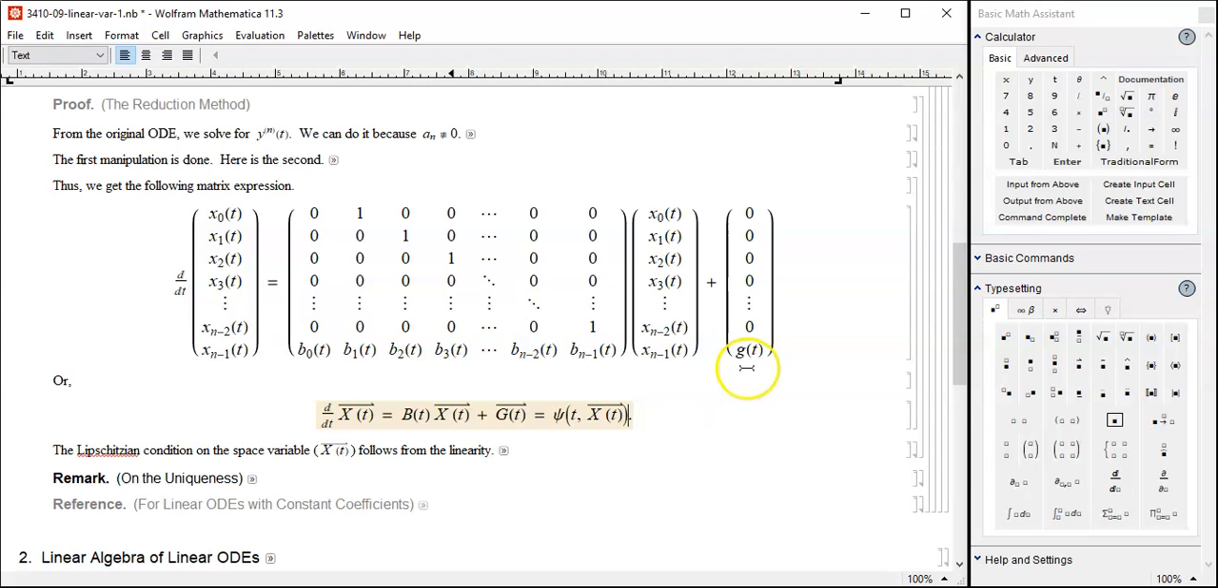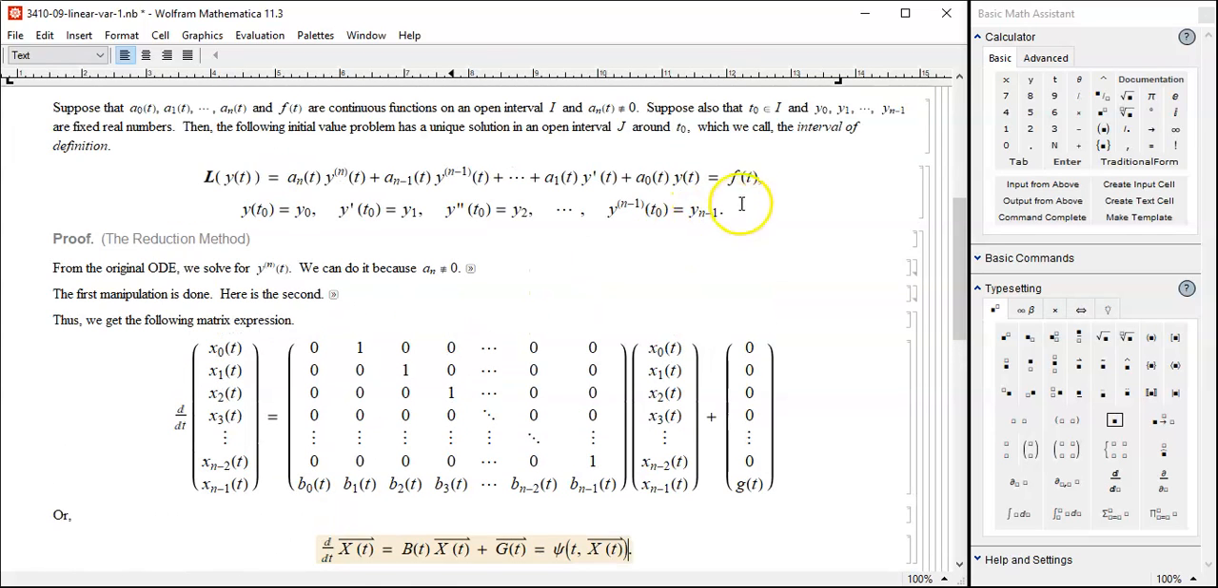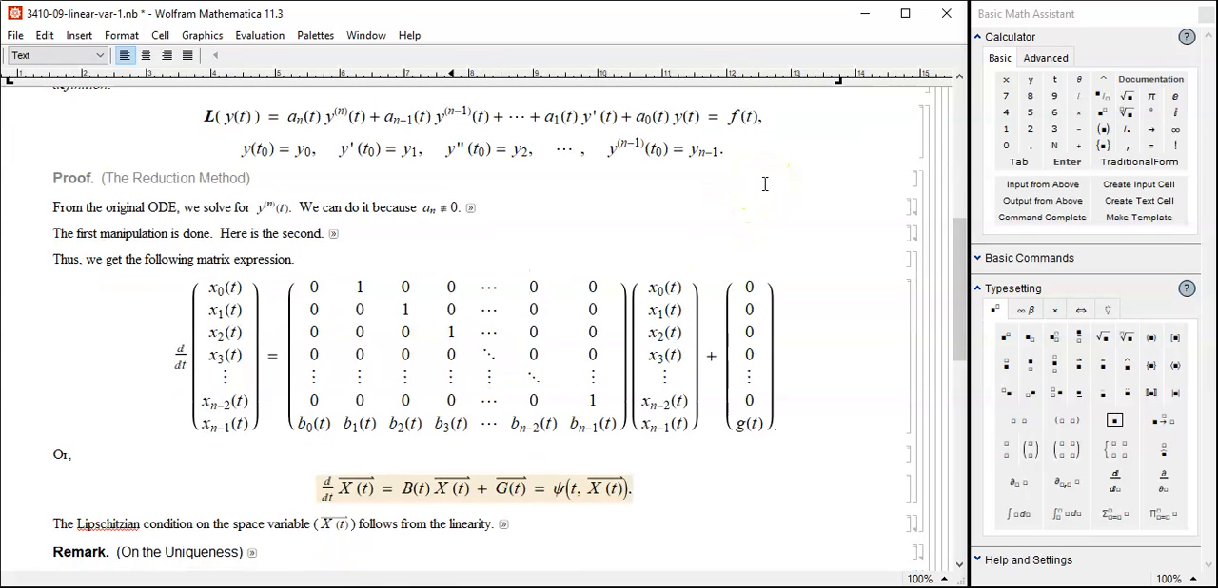Now, what did we end up with? We originally started with a single variable function, y of t, and turned it into a vector function, which made it more complicated. But the trade-off is, instead of a linear ODE of order n, this one is order 1. We only have one derivative here. So we reduced it successfully to a linear ODE of order 1.